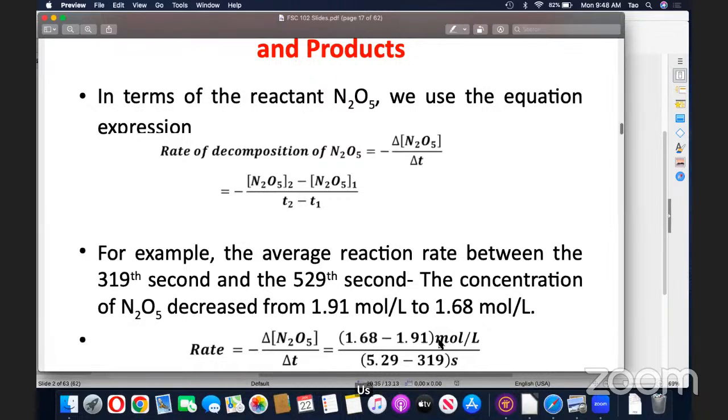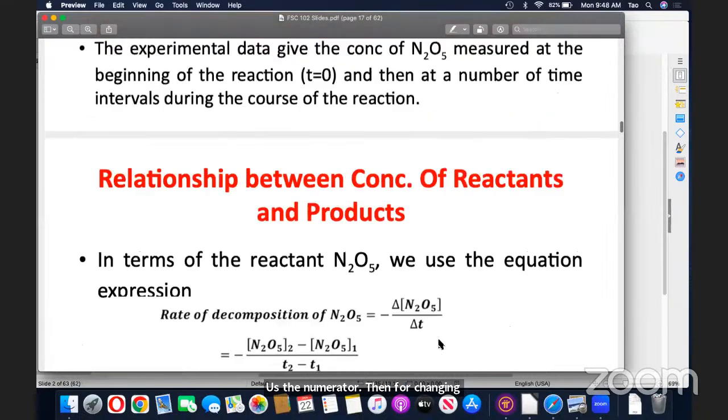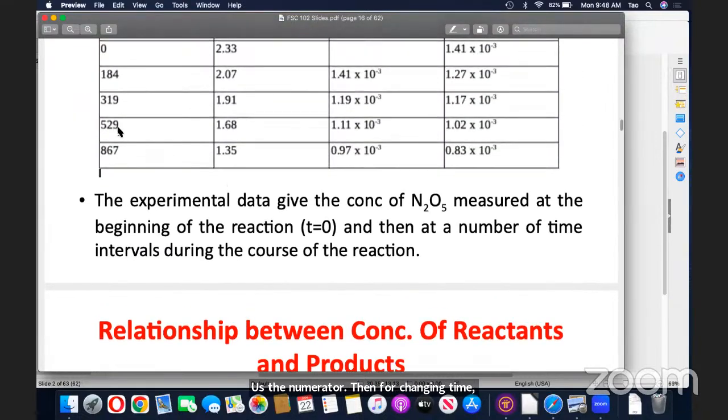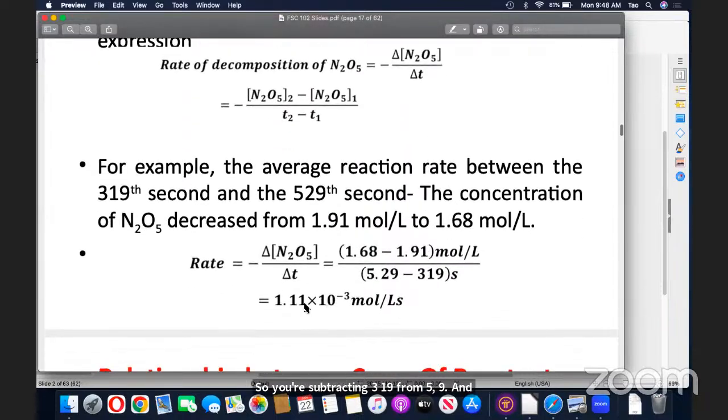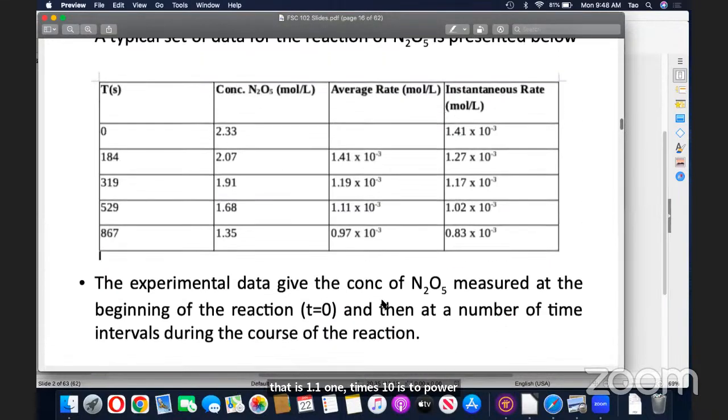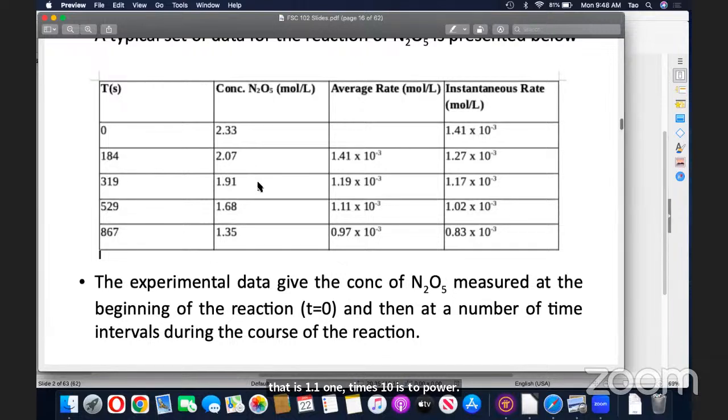Then for change in time, remember, we're dealing with 529 and 319. So you're subtracting 319 from 529. And the answer to that is 1.11 times 10 raised to the power minus 3. That is the rate of reaction, the average rate now, between 319 to 529.